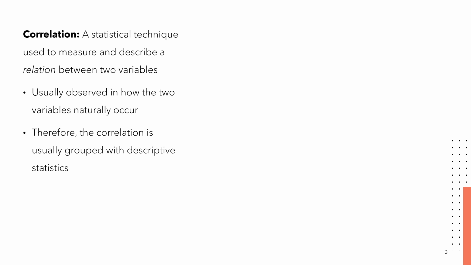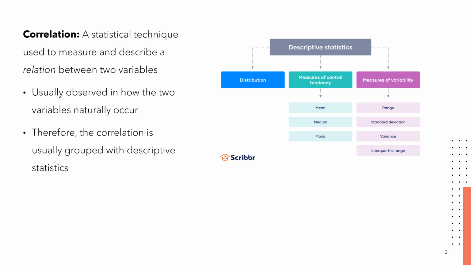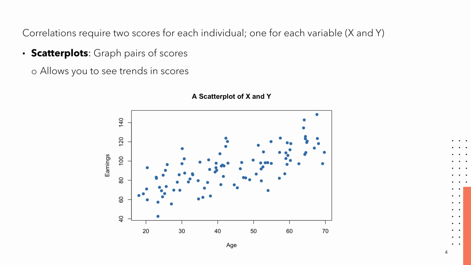Further, when we are talking about correlations, we are typically observing a naturally occurring relation. We aren't doing anything to affect the data, we are just observing. Therefore, we are typically grouping correlated variables with descriptive statistics. If you recall, descriptive statistics simply describe the data as opposed to making inferences about the data. So this might mean that we look at the distribution with a graph, examine measures of central tendency, or look at measures of variability. Because we are looking at the relation among variables, correlations require two scores for each individual.